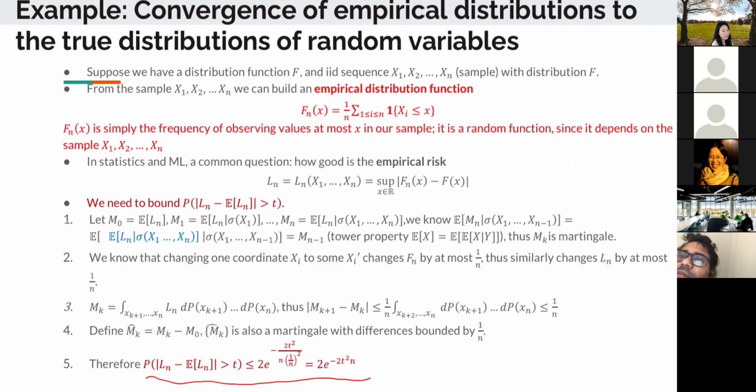Can you repeat what f(x) is without the subscript n? Oh, f(x) is just the distribution. It's the distribution f, so it's going to be f(x). We're just trying to approximate the true distribution, which is unknown. The empirical distribution function uses the sample to estimate that true distribution.